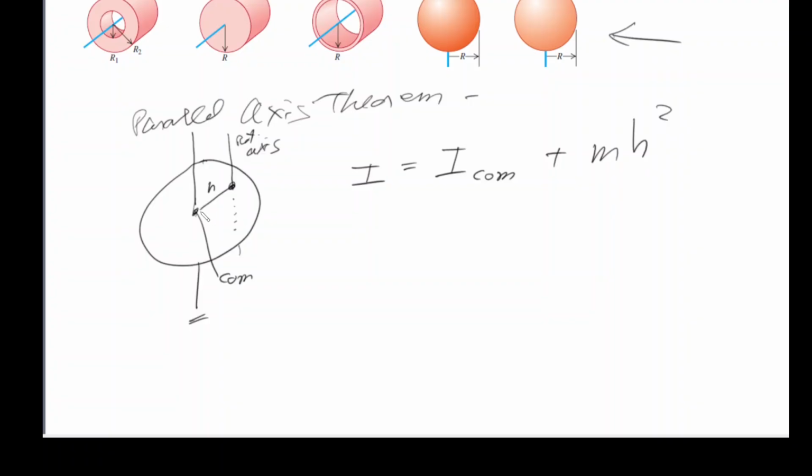And very often you would use a and b and get that h equals the square root of a squared plus b squared. And we'll see this on some of the problems we do. But this is what the parallel axis theorem does.